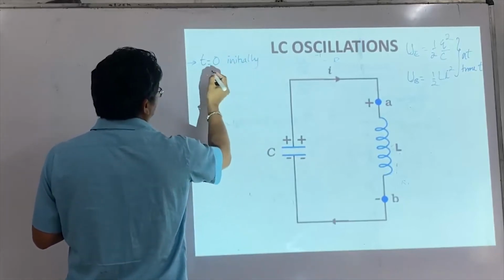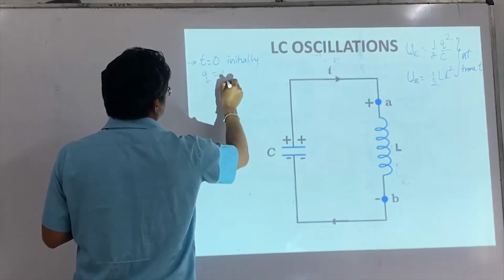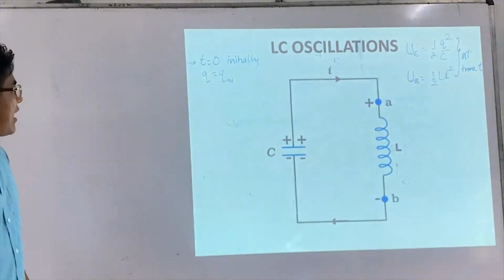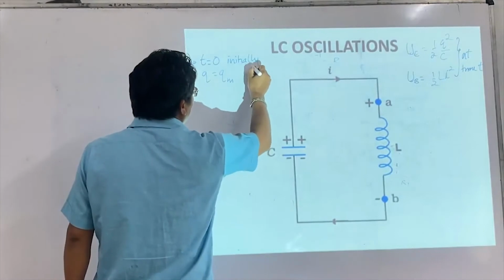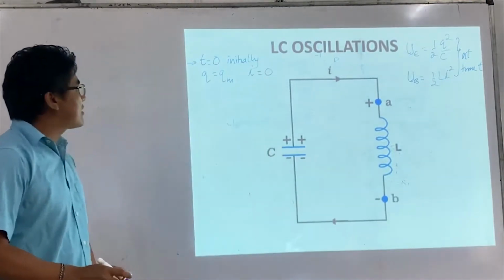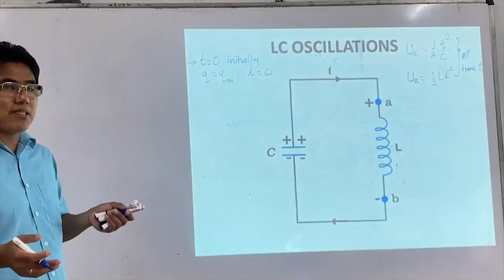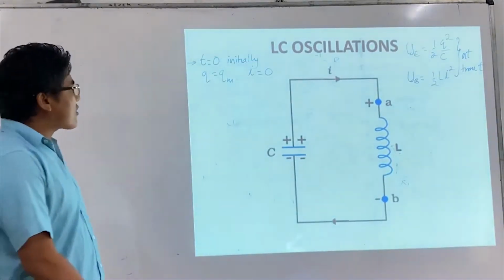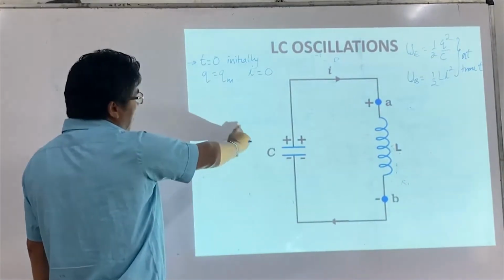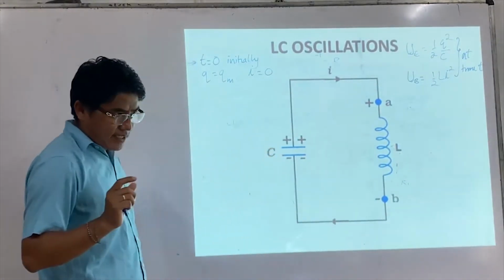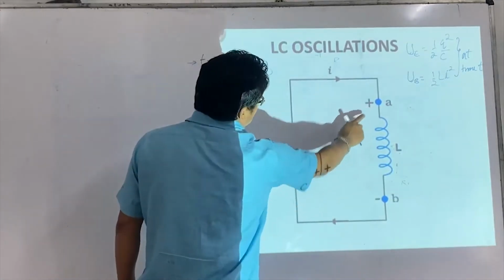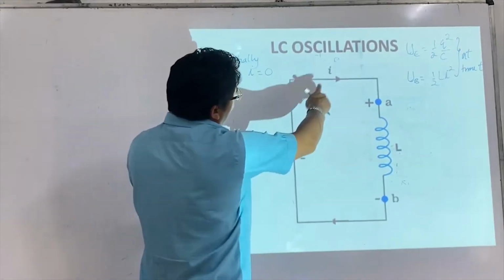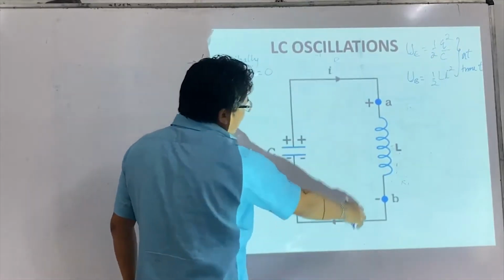initially the charge on the capacitor is going to be maximum, and the current in the inductor is going to be 0, right? Initially I am going to charge the capacitor using some battery. Then I disconnect the capacitor from the battery and connect the inductor. Once I connect the inductor, there will be a flow of current in the inductor.